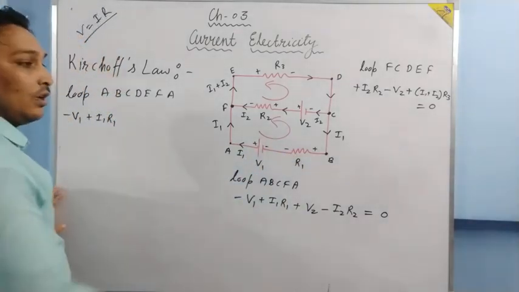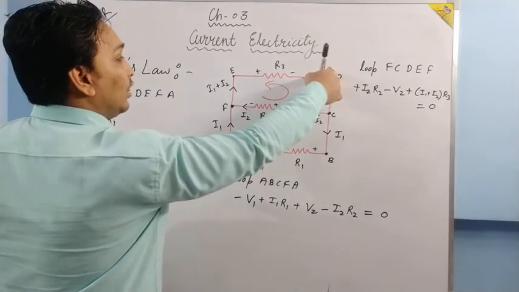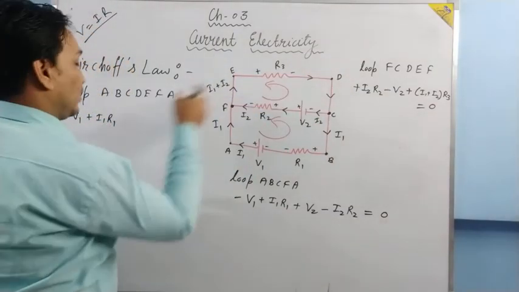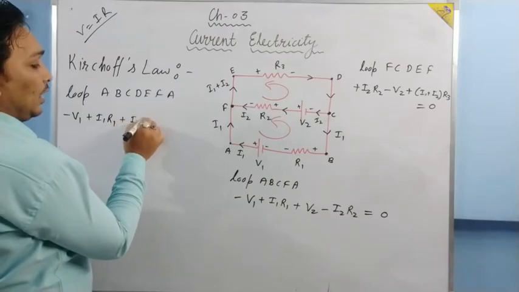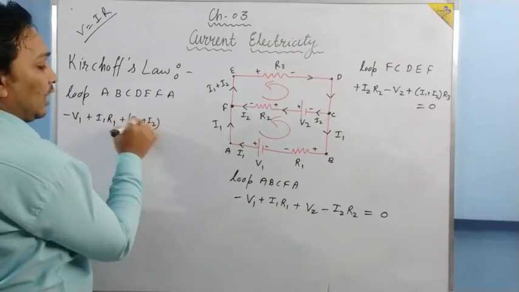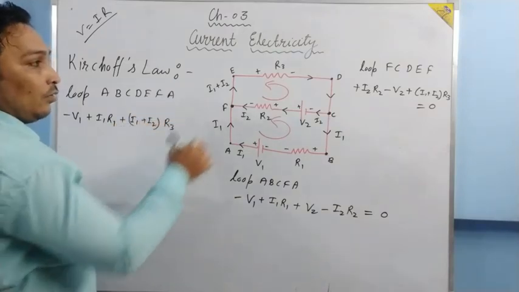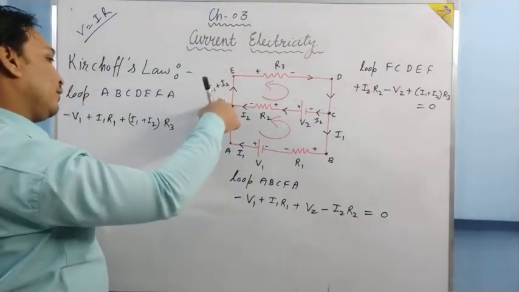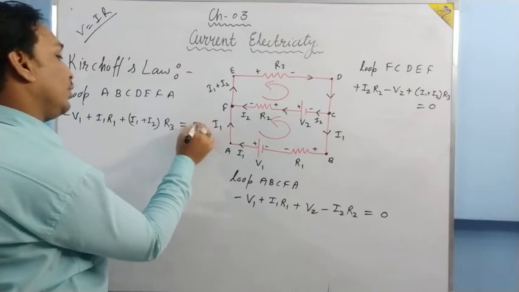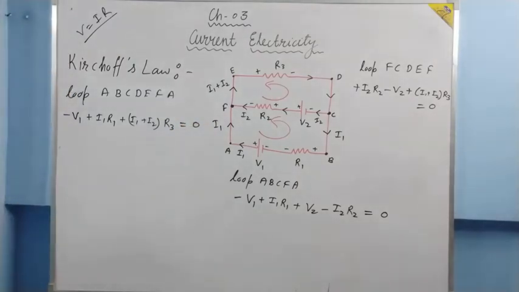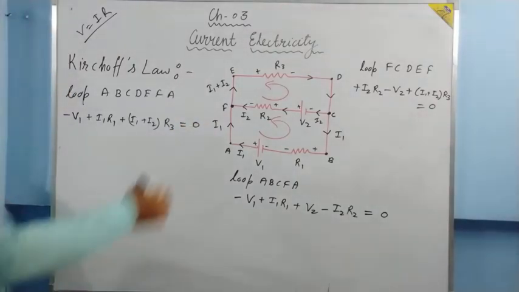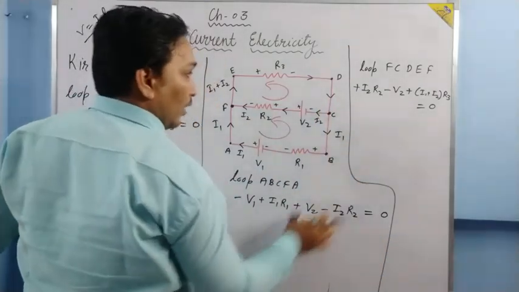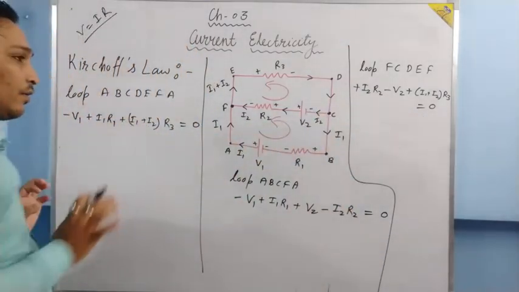so we are increasing. From B to C nothing, C to D nothing, then D to E. What are we going to write? Minus to plus, so we write plus (I1 plus I2) outside the bracket, R3, because the total current passing is I1 plus I2. Now we have reached E. From E to F nothing is there, F to A nothing is there, so it equals 0. This is the equation we got from the entire loop. So one equation I have written over here, one here, and one here.